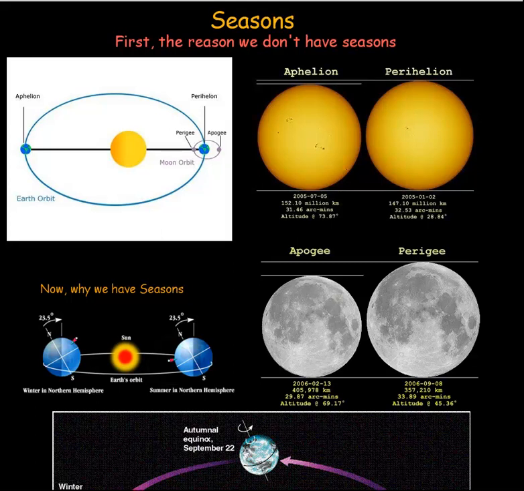First thing I want to do is talk about why we don't have seasons. Take a look at this first picture. This actually talks about a couple of things. Look at this word right here. This is called aphelion. This is called perihelion. Helion comes from the name Helios, which is the god of the sun.